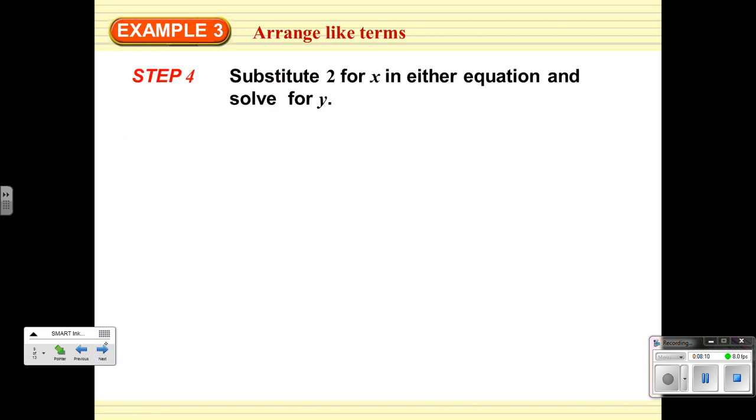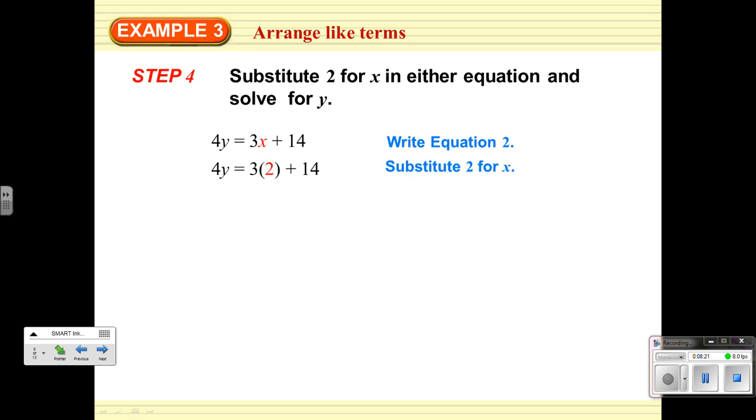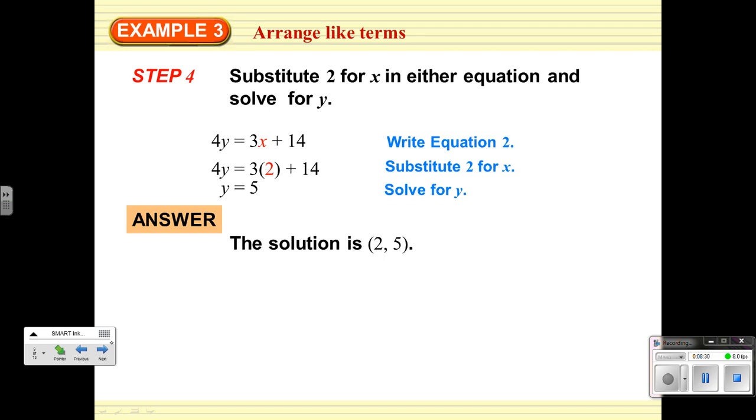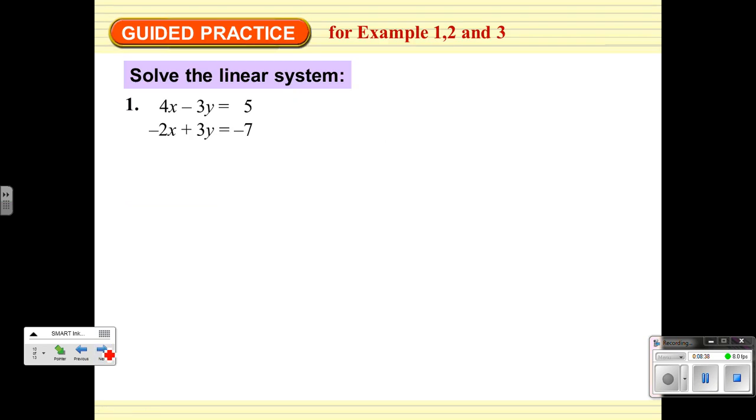Again, take that and substitute it in. This time we chose equation 2 because that gives us y by itself. Equation 2 before we rewrote it, rearranged it. So that will help us solve for y. Okay, so there's my solution, 2, 5. And then we would check it because you always want to check. I'm hoping that you guys are checking this when you get to your homework.